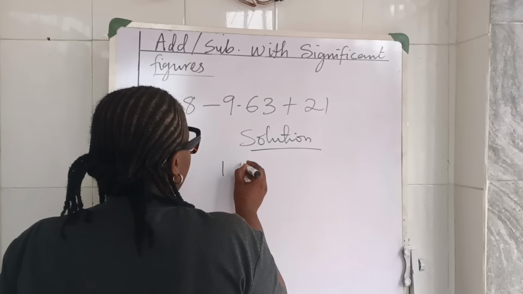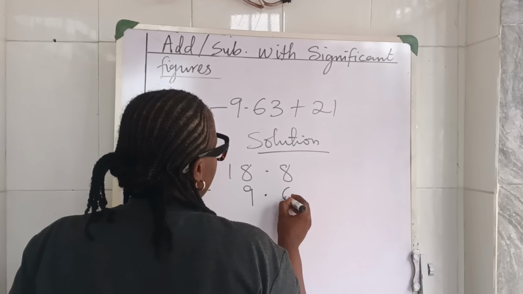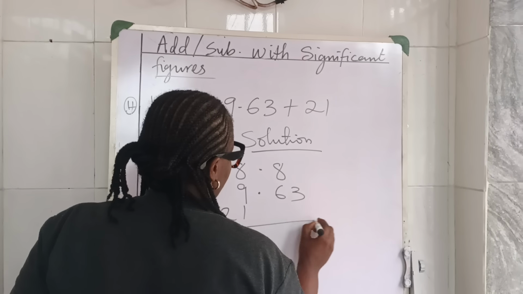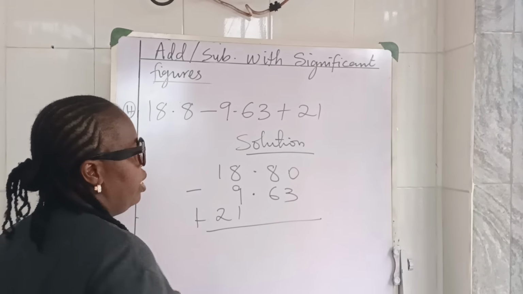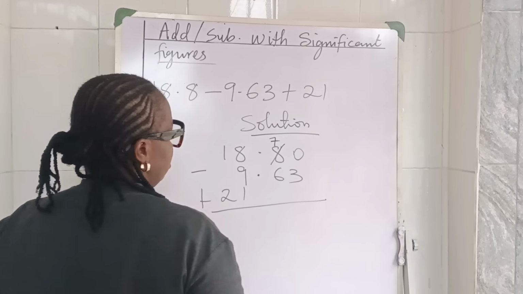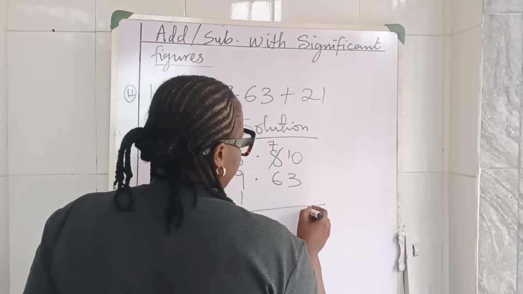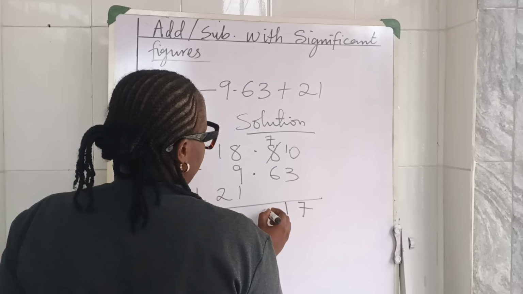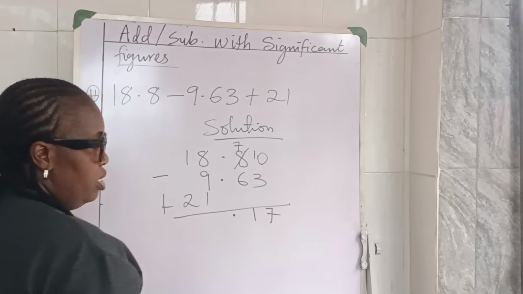We have 18.8 take away 9.63 plus 21. Let's put a 0 here. Now, 0 take away 3, can it go? No. So we are borrowing from 8, and 8 will be 7. Add 1 here. 10 take away 3 is 7. 7 take away 6 is 1. And this is our point. This is 0, 0, so we just bring it down. It doesn't have any effect there.